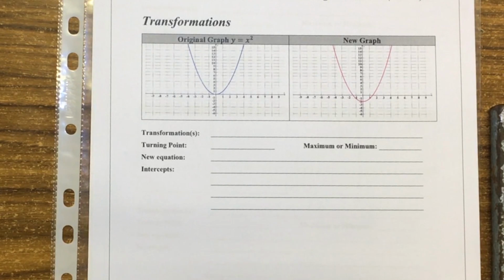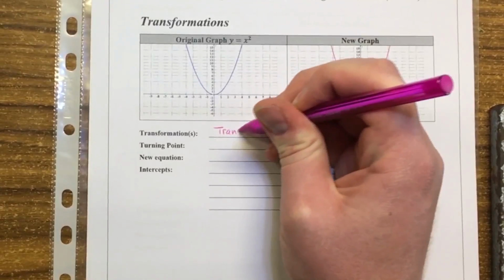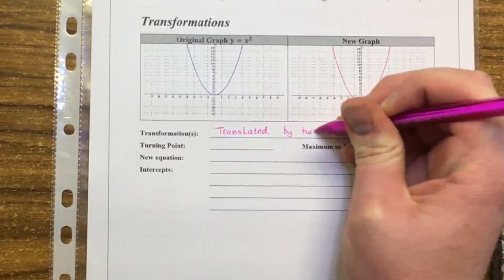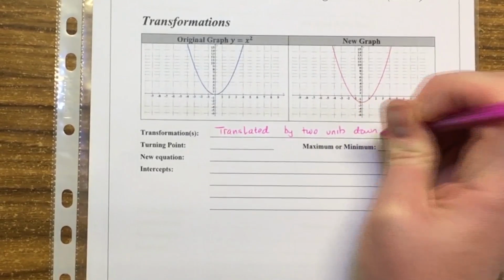It hasn't been stretched so much, but I can see how you can see that. It looks like it's been stretched. Miss Kay? Has it been translated? It has been translated, and could you tell me how much it's been translated by? 2? Yep. It's minus 2. So what we say is by 2 units down.